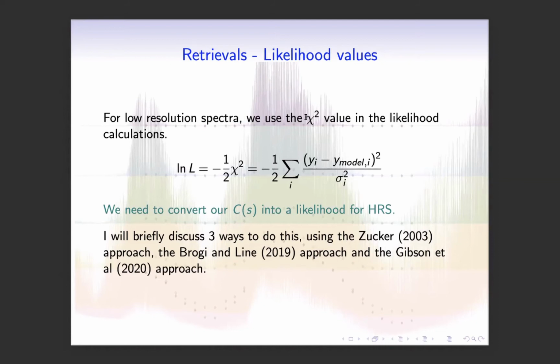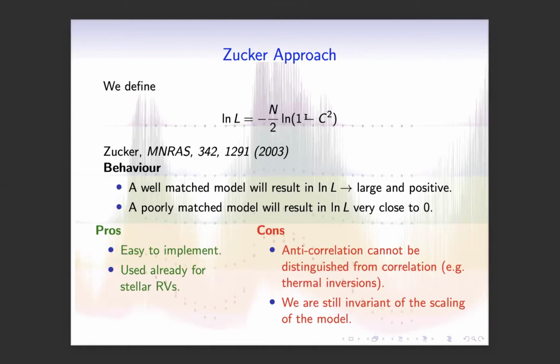The Zucker method, which was originally used for, I believe, stellar RVs. The second method, which is the Brogian line approach. And the third one, which is Neil Gibson's 2020 approach. So the Zucker approach, it's simple, it's easy. It's just log of one minus the cross-correlation value squared. Now, a well-matched model will result in C squared going towards one, which means your value will go towards a very large and very positive value for log L. And a very poorly matched model will result in log L that's very close to zero.